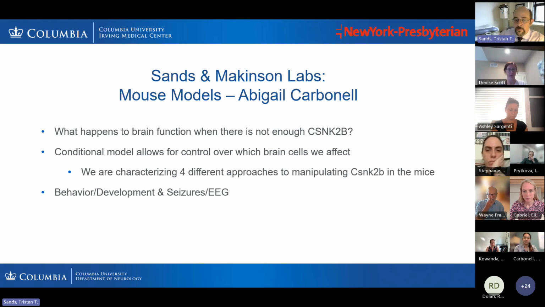And we have a conditional model that allows us to control which cells we impact with the mutation. And we're currently characterizing 4 different approaches with this mouse, 4 different mice essentially. And that allows us to look at behavior and development as well as seizures and EEG.